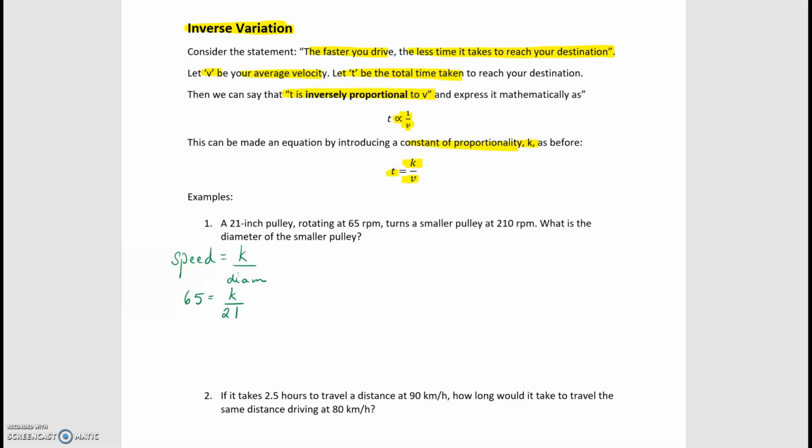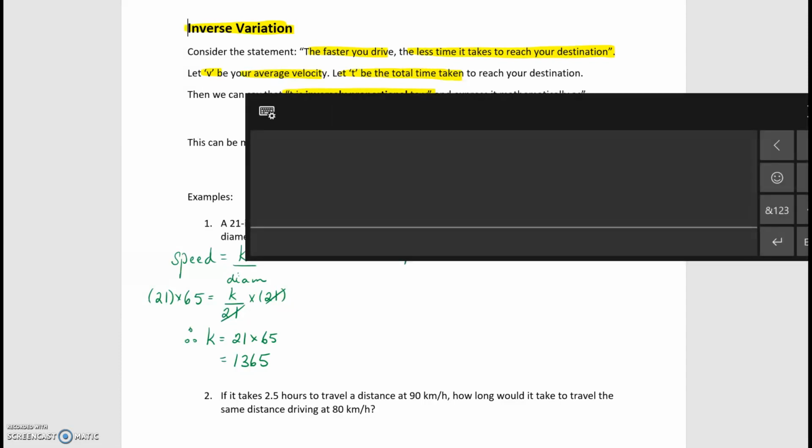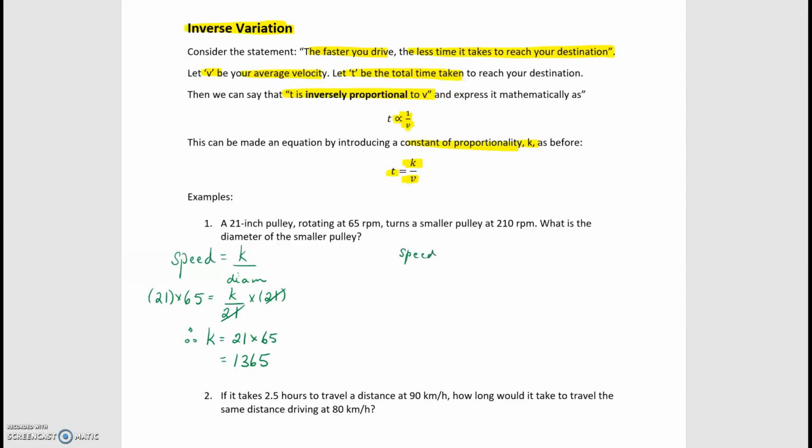So the goal is to get k by itself. It's attached to 21 by division. So if we multiply both sides by 21, then I'll be able to remove that 21. So in other words, k is equal to 21 times 65, which is 1365. So my general equation then is that speed is equal to my k value, which is 1365, divided by whatever diameter I have.